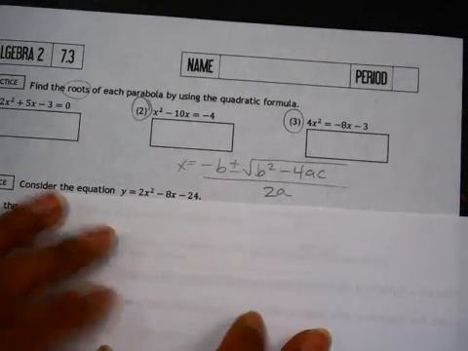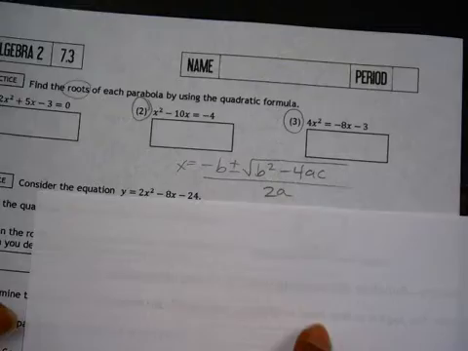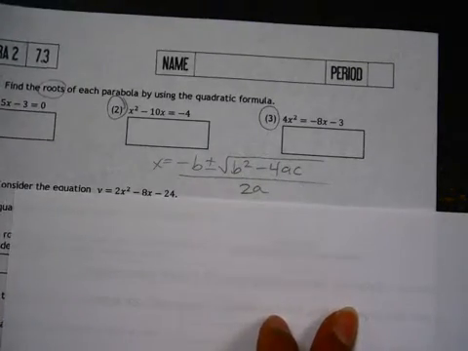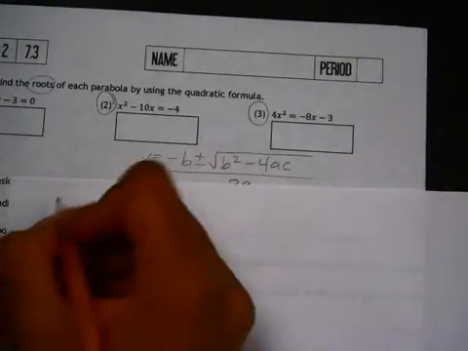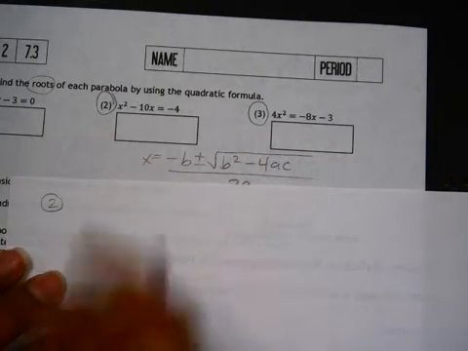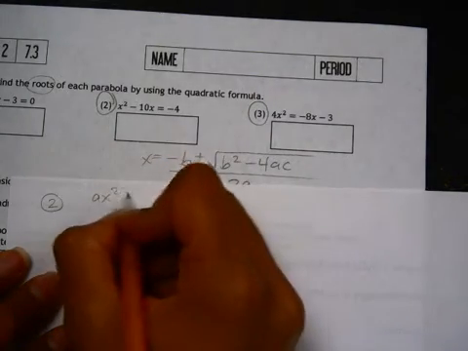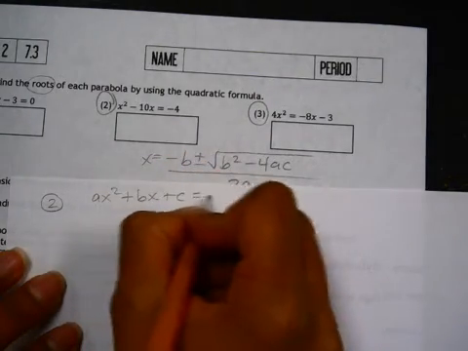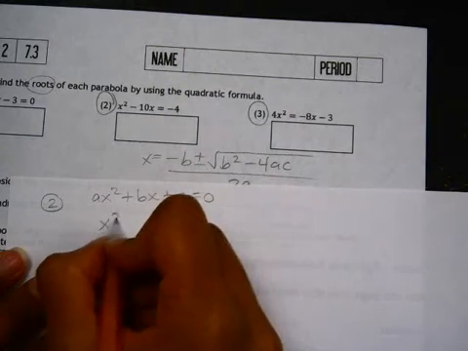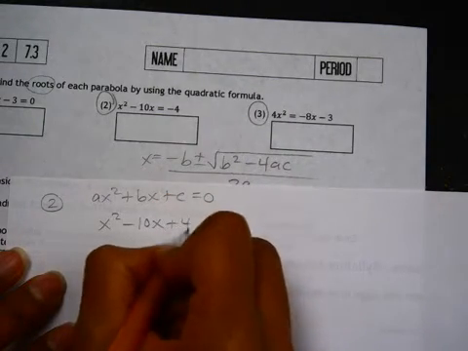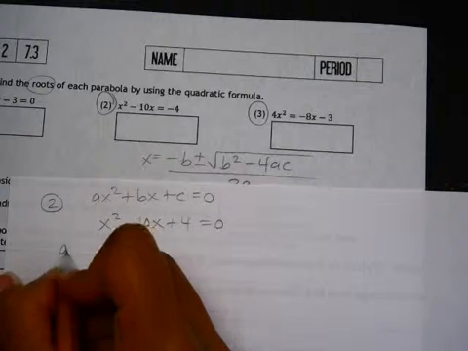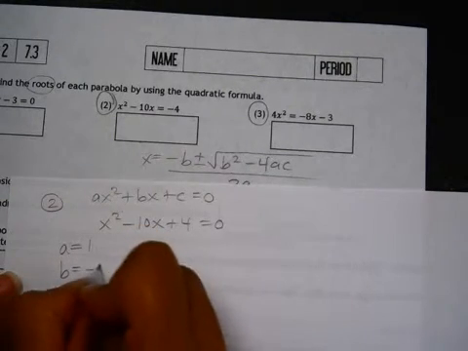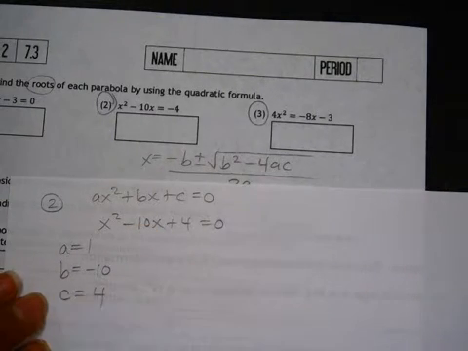Before this, in class you used factoring to find the roots of a quadratic. Before we use the quadratic formula, we want to make sure to write the equation in the form ax squared plus bx plus c equals 0. So on number 2, if I move the 4 over, that gives me an a value of 1, a b value of negative 10, and a c value of 4.